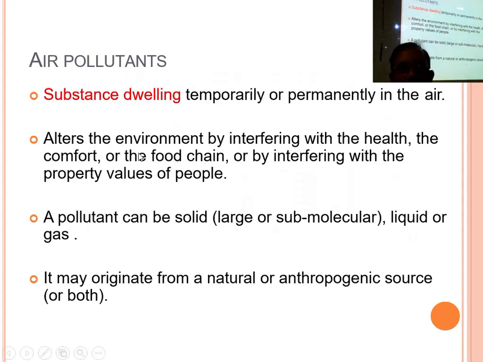Air pollutants: substances dwelling temporarily or permanently in the air. Now, some substances are called primary. These primary air pollutants react among themselves, producing a secondary one, like ozone. Ozone has no direct source available in nature, but ozone can be produced in the atmosphere. It happens, and that is called secondary. How is it produced? Oxygen plus ultraviolet radiation produces oxygen atom. Then oxygen molecule and oxygen atom combine together, producing ozone.